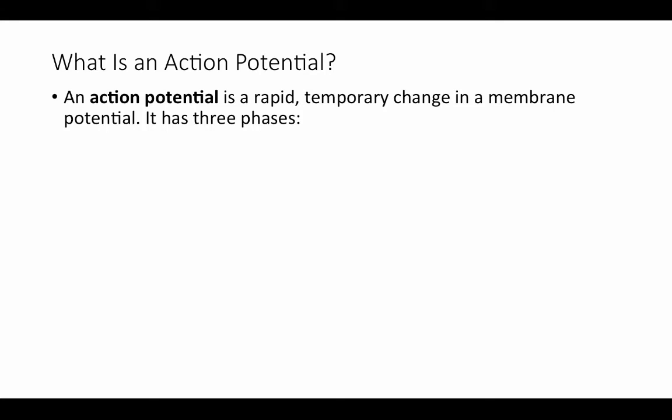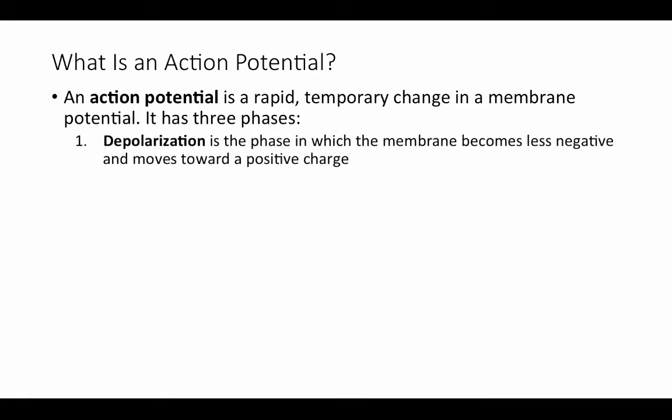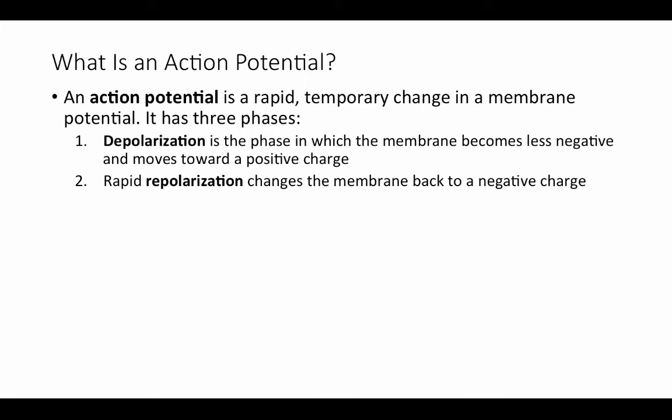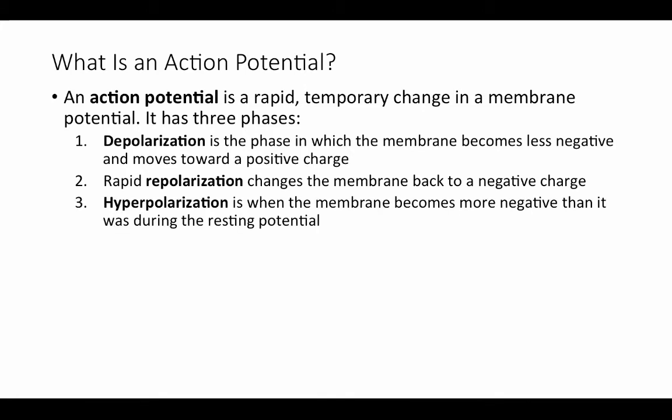So an action potential is a rapid temporary change in a membrane potential, and it has three phases. The first is a depolarization phase in which the membrane becomes less negative and moves toward a positive charge. Then we have a stage of rapid repolarization, which is going to change the membrane back to a negative charge. And in fact, it's going to overshoot a little bit, and hyperpolarization will occur when the membrane becomes more negative than it was during the resting potential.